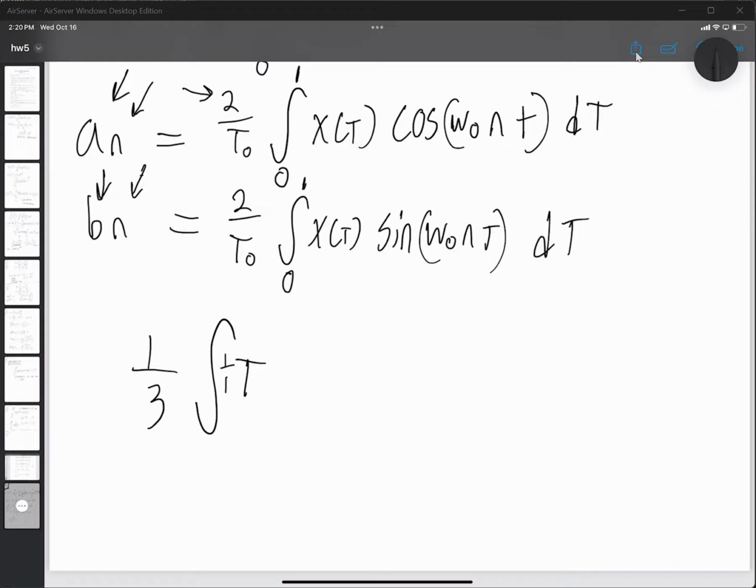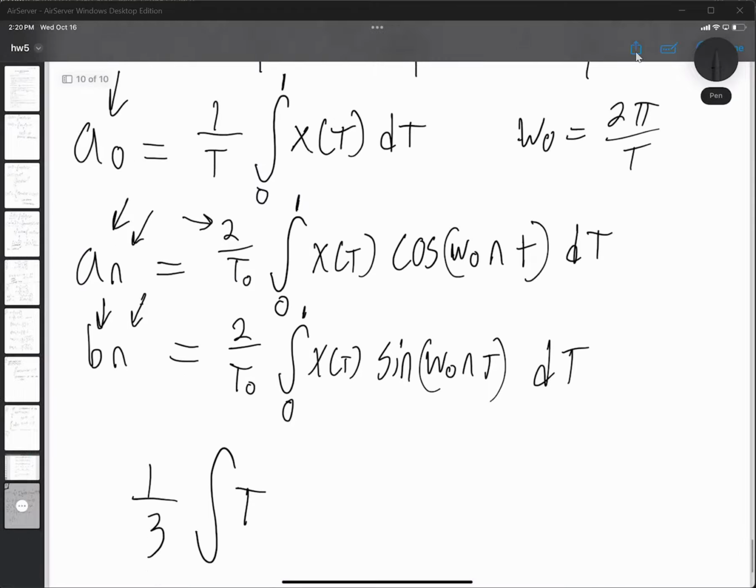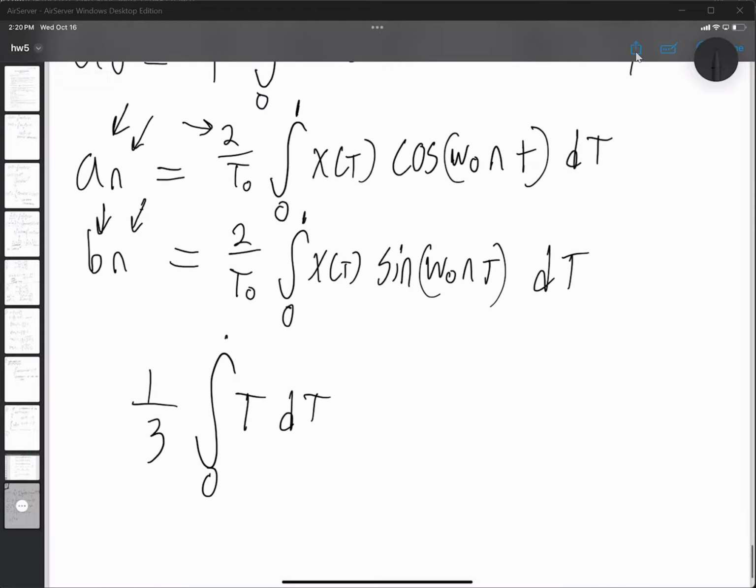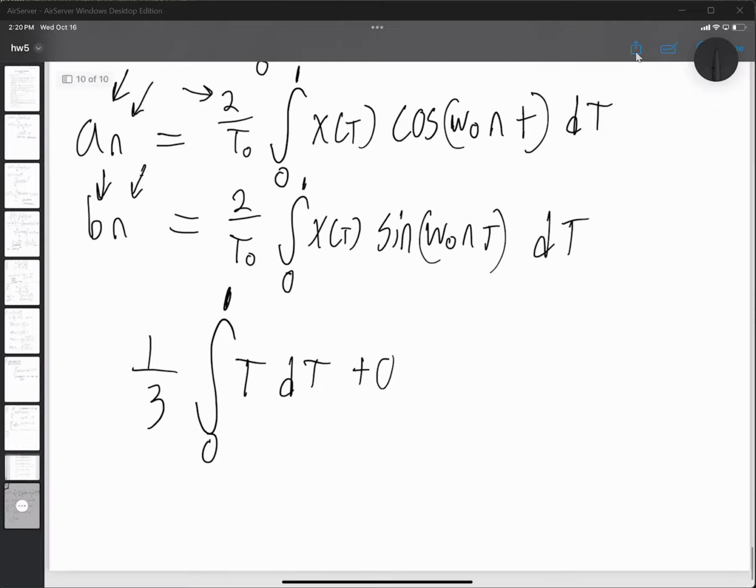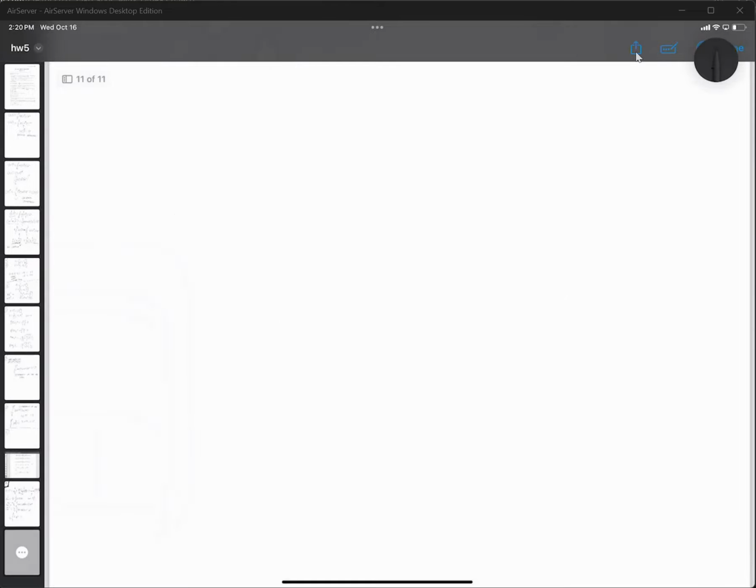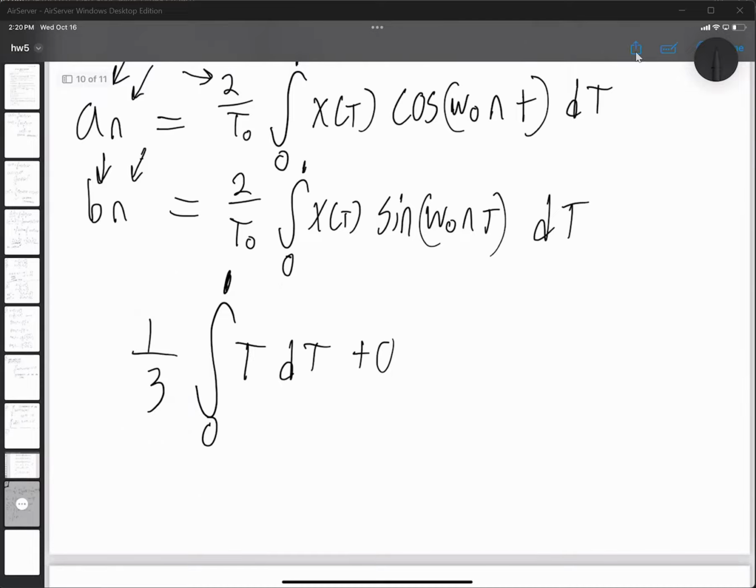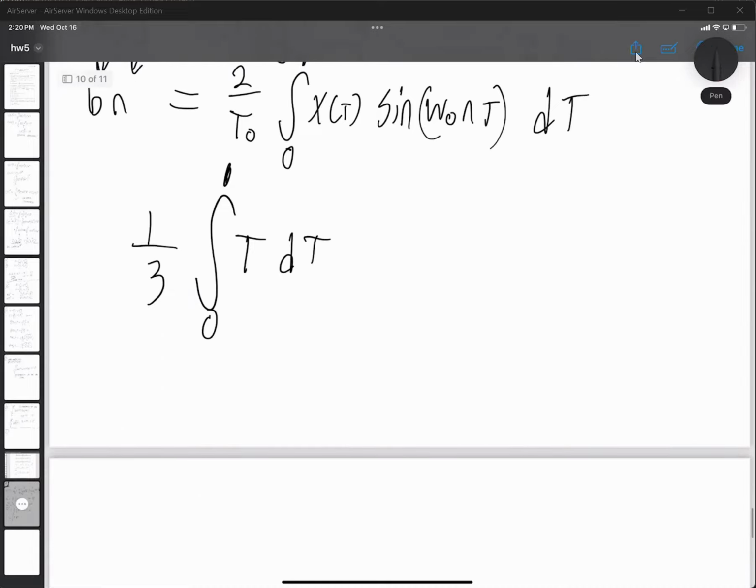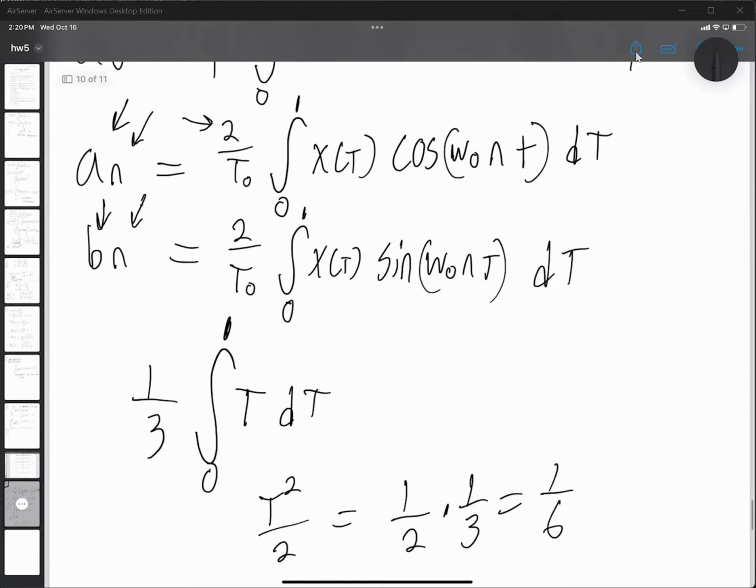1 over 1 being the slope, but it's just t. And dt from 0 to 1, you could put plus 0 to remember that you're integrating from 0 to 3, but the other portion is just 0, so it doesn't really matter. Integrate, you'll get t squared over 2. And you'll get 1/2 minus 0, which is just 1/2 times 1/3, 1/6. Alright, that's the first part solved. And that's 100% right. And then we got a sub n.